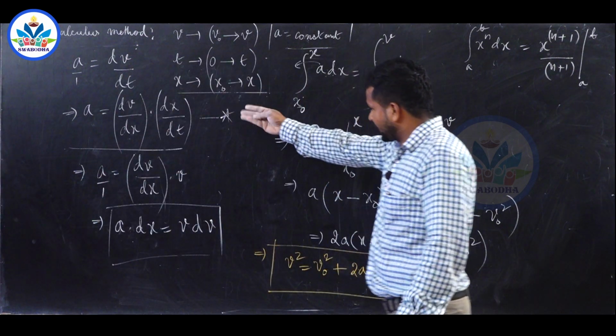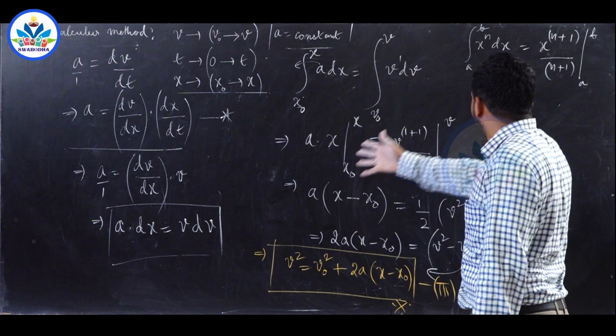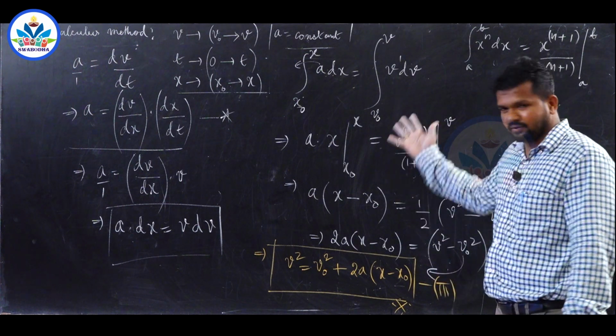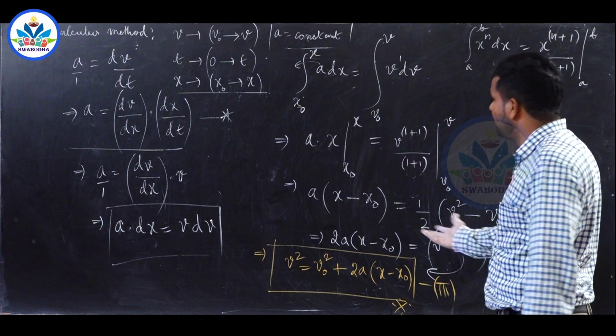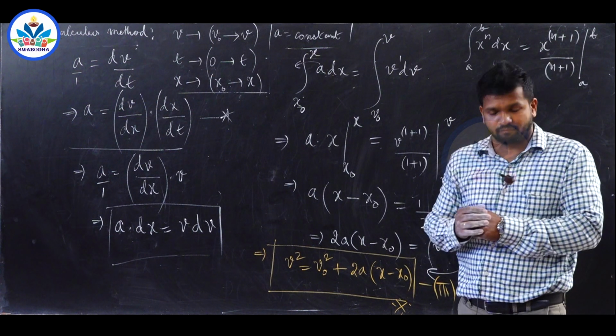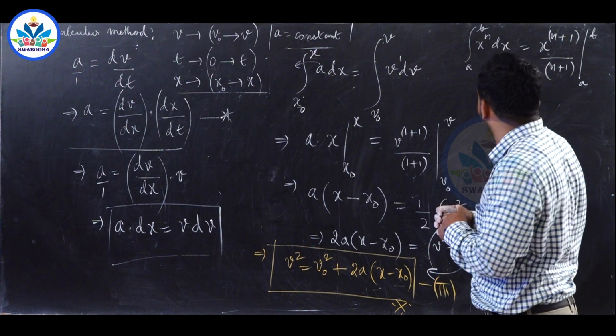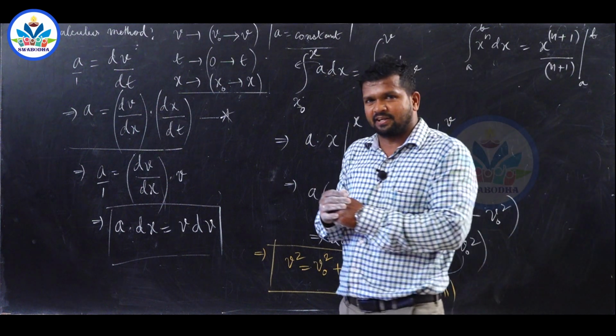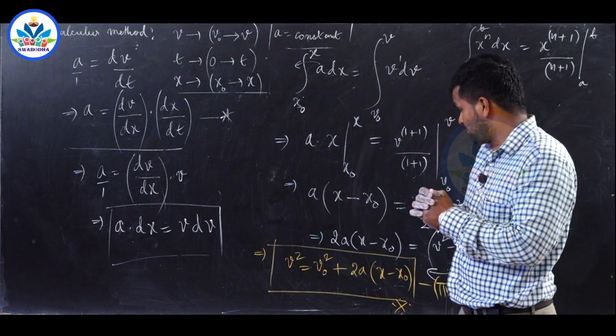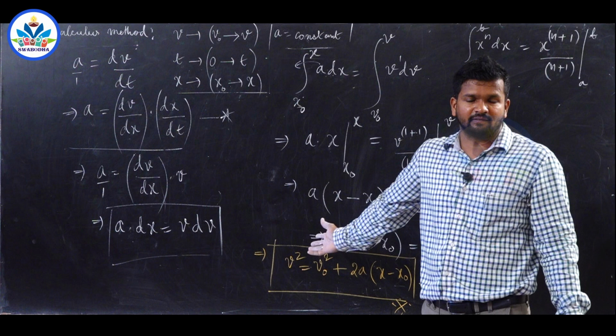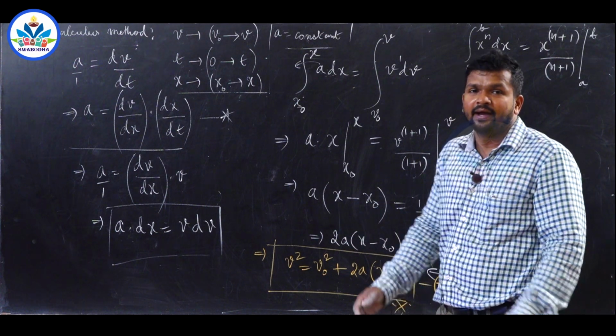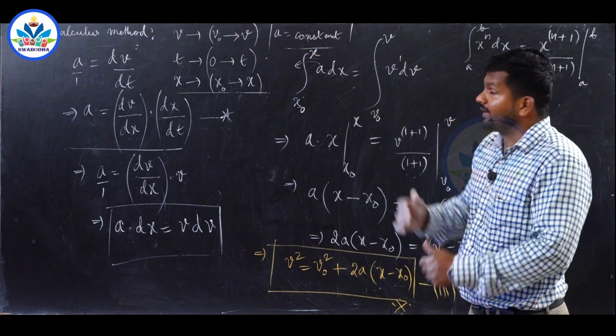First step same, second step just rearrangement, chain rule, then you use the simple idea of integration. This is how we can obtain all the equations of motion. Okay, first equation v equal to v naught plus at, second equation x equal to x naught plus v naught t plus half at square, and third equation v square equal to v naught square plus 2a into x minus x naught, by the calculus method.